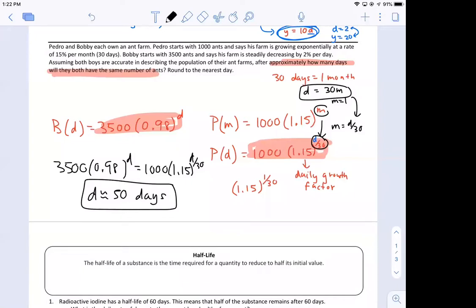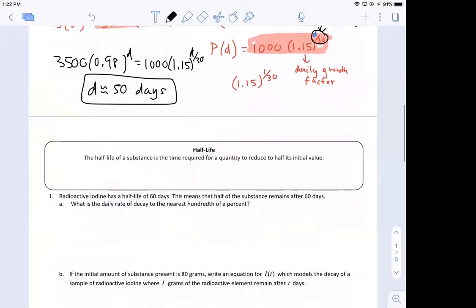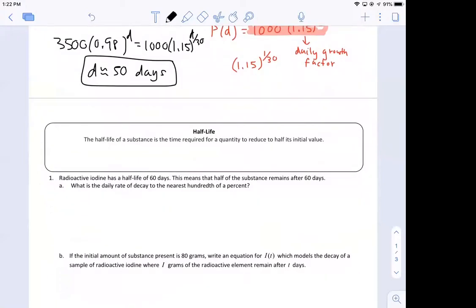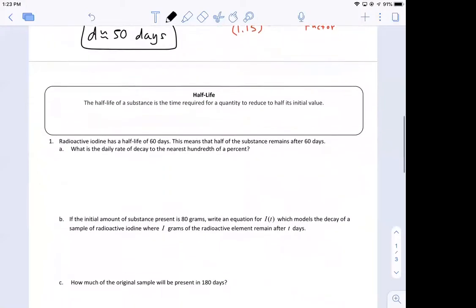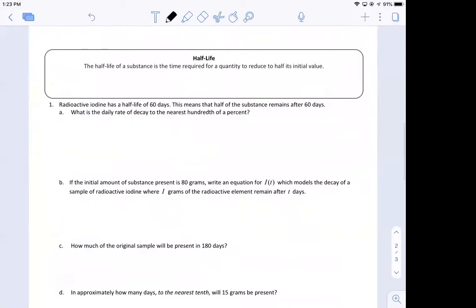Good. All right, so today's lesson, it's a quick one. We're talking about half-life. Really today's lesson is just introducing a vocabulary word, which is half-life. So the half-life of a substance is the time it takes for a quantity to reduce to half of its initial value. And that's it, that's the definition of half-life.